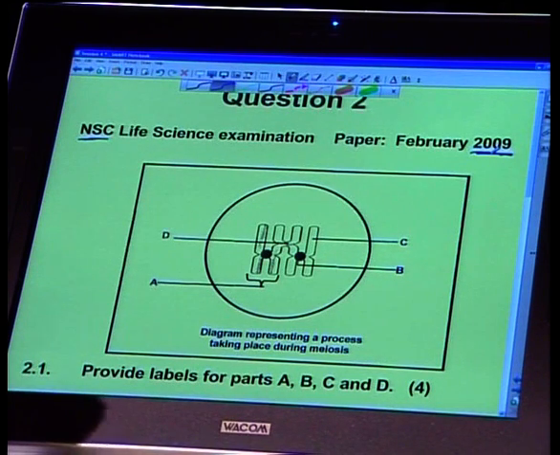Your supplementary papers are always very similar to your final papers, and the reason for that is they expected you to know a certain amount of content in November, and if you fluff that exam, you have a second opportunity to rewrite it when you do your sub-papers. All right? So this is February 2009.